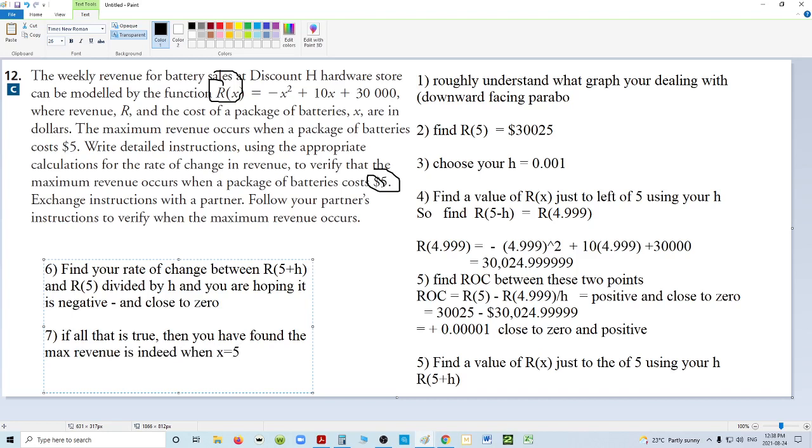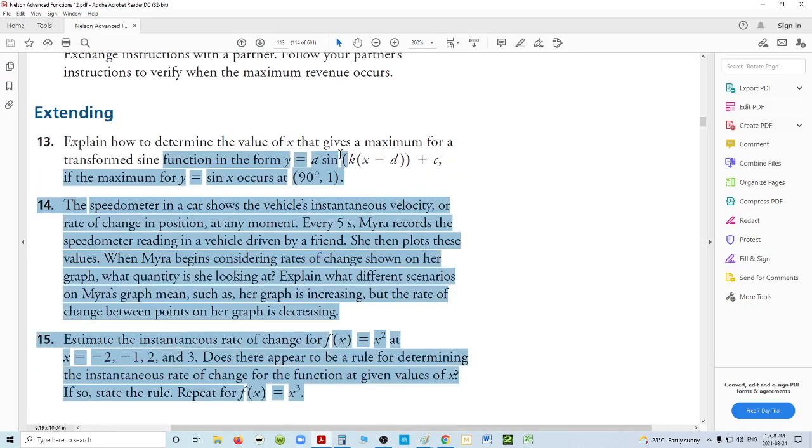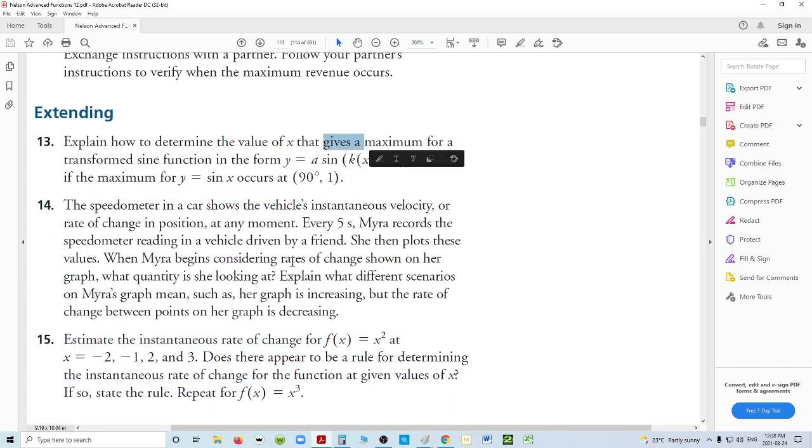And this is just to teach you how to express mathematics verbally. We've all encountered the difficulties in interpreting these puzzles. Explain how to determine the value of x that gives a maximum for this sine value. Yeah, just give me a second. And then the speedometer of the cars, this, and I'm just going to have to stop.